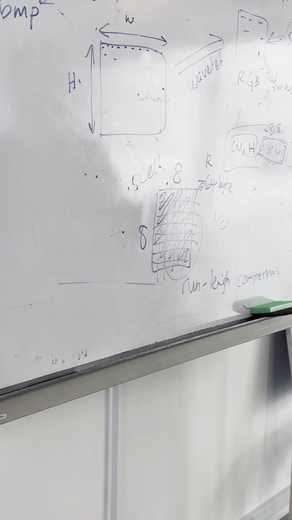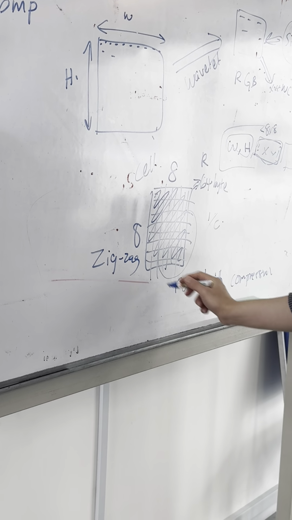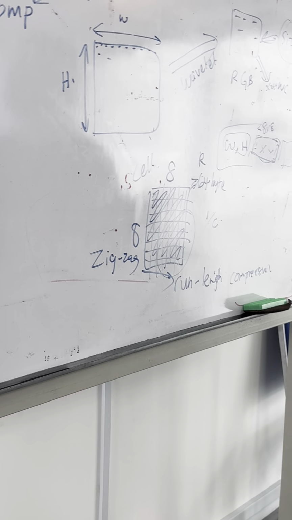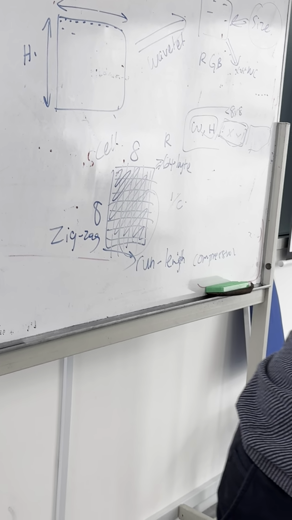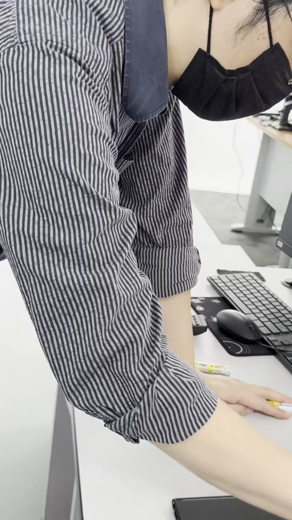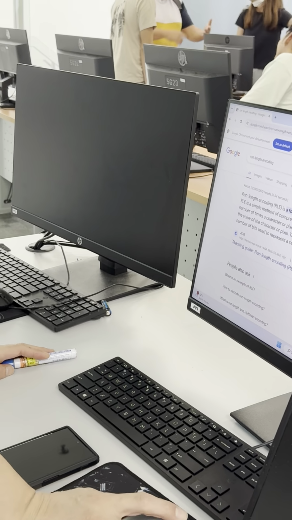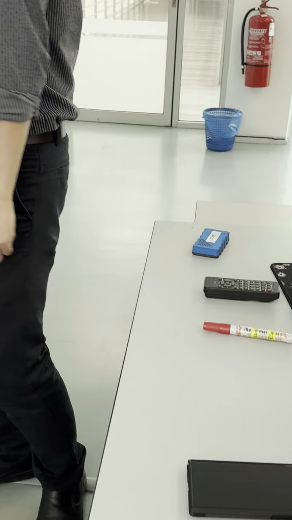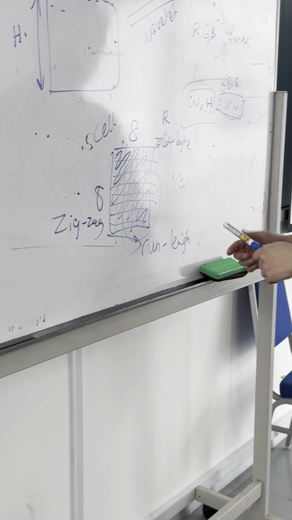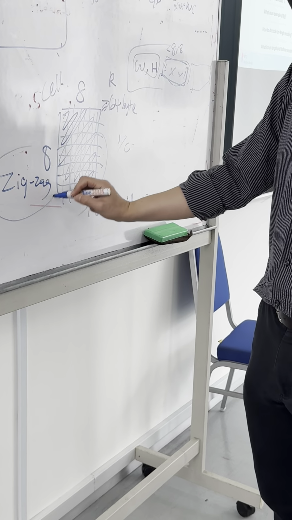You look into this zigzag, and then run length compression. I'm not sure whether it's called run length compression. I can't remember what it is called. Let me check into that first. Sorry, it's called run length encoding. Run length encoding. Look into this and look into how you do the zigzagging.